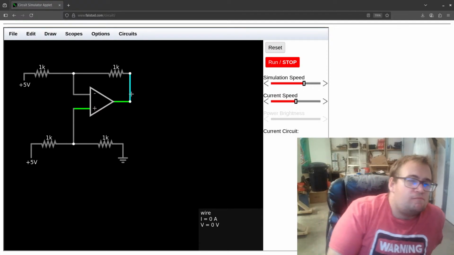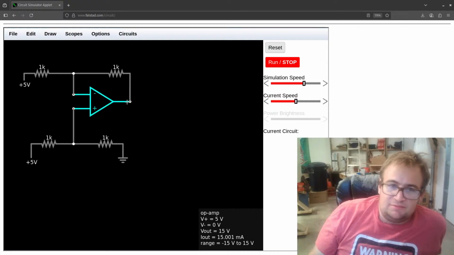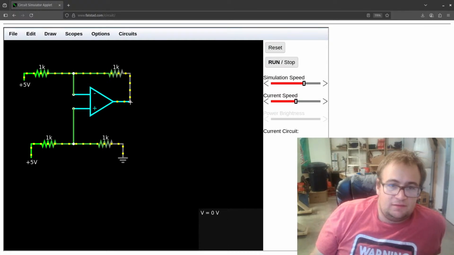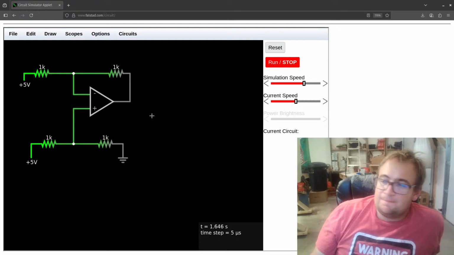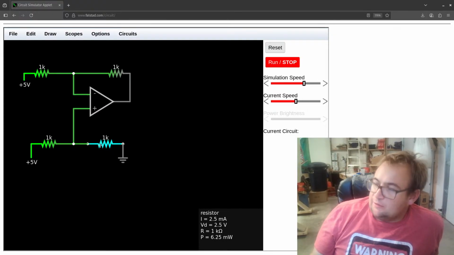No. It's going to be 0 volts. It's going to be 0 volts right here, I bet. Let's run it. Yes, 0 volts. So we'll stop. That isn't very exciting. Not exciting at all, really.